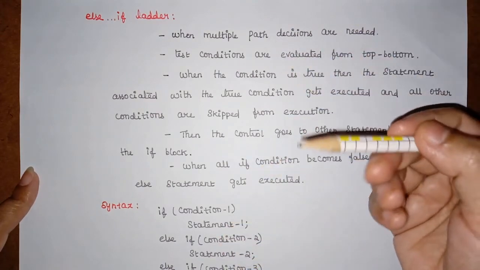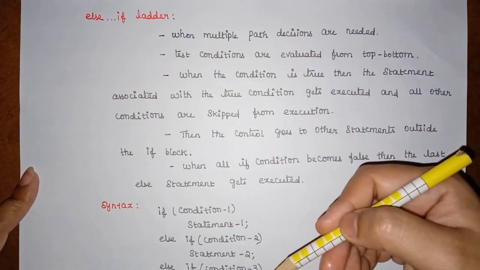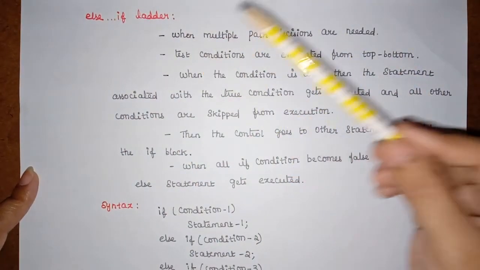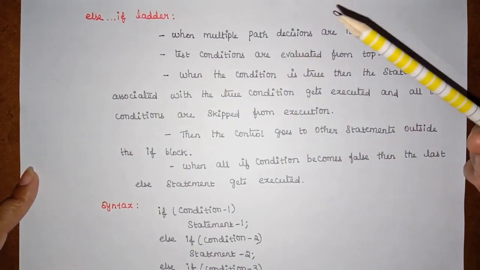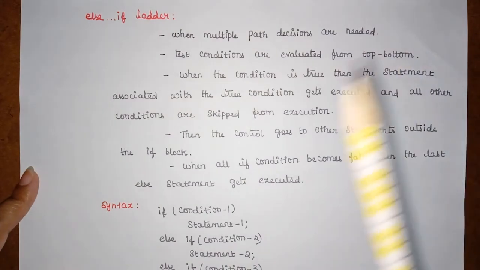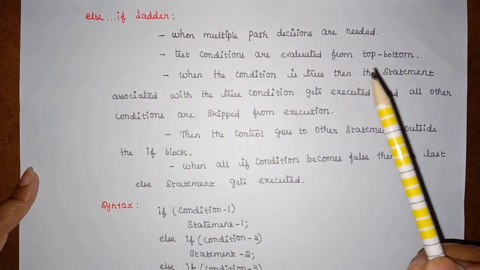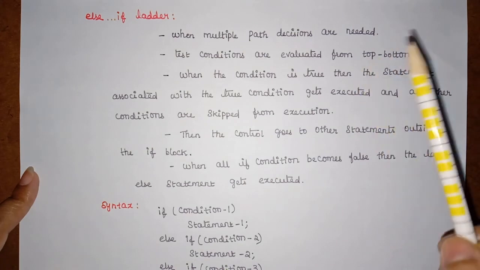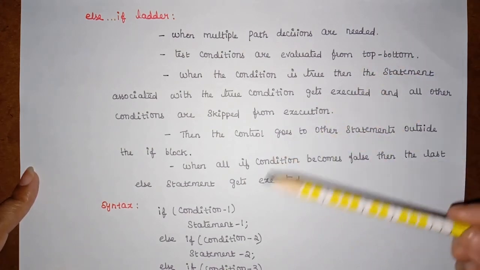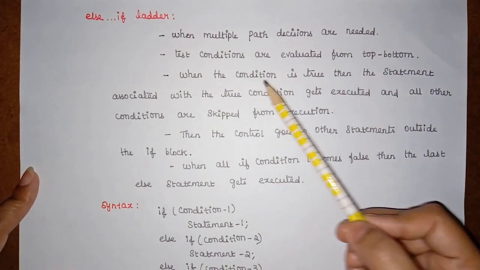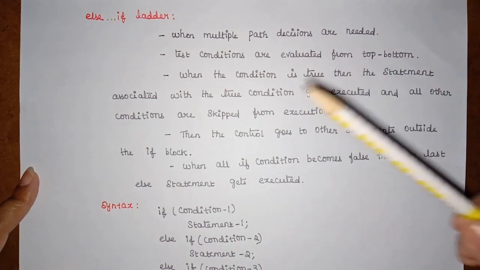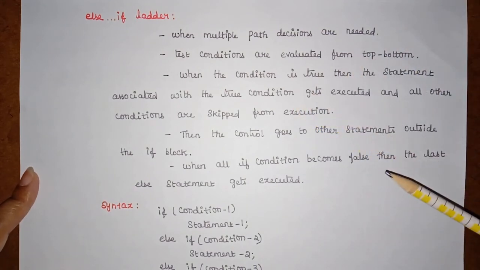Once you see the syntax or the example, you will come to know about this clearly. What is else if ladder? Here we execute the test conditions from top to bottom. When the condition is true, then the statement associated with that true condition will get executed. Once that gets executed, the remaining conditions are skipped from execution. The remaining conditions will not be executed once a condition becomes true. Only if that condition becomes false will it move to the next if condition.